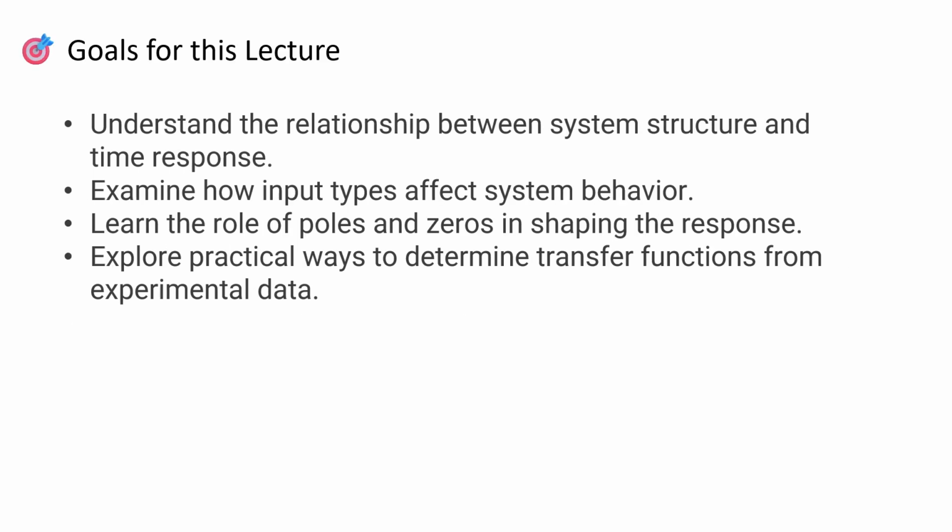So the goals for this lecture are to understand the relationship between the system structure and time response. We're going to examine how input types affect the system behavior and learn the role of poles and zeros in shaping the response. We're also going to explore practical ways to determine transfer functions from experimental data. And that'll be determined in future lectures in this chapter. In this lecture, we're simply going to look at the general structure of how this works.